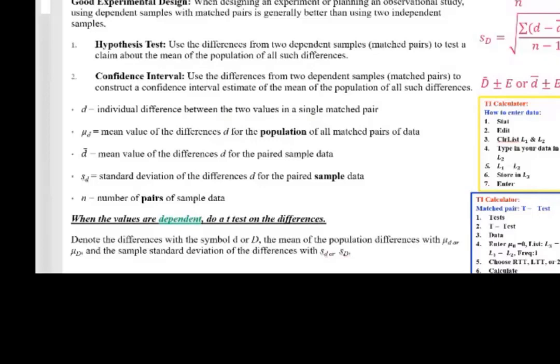But as far as terminology, these mean the individual differences, if you will. And then we have the mu sub d. That means the mean value for the difference, which is d. We have d bar, the mean value for all of these. s sub d, standard deviation for those values, and n is the number of pairs.